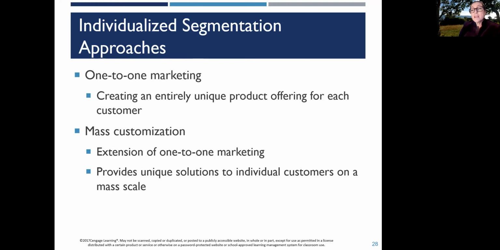And an example here is, I don't know why, but kitchens come to mind. So using technology, builders are able to ensure that the kitchens that they offer to their clients are customized specifically to that client's needs. So it provides unique solutions to individual customers on a mass scale.